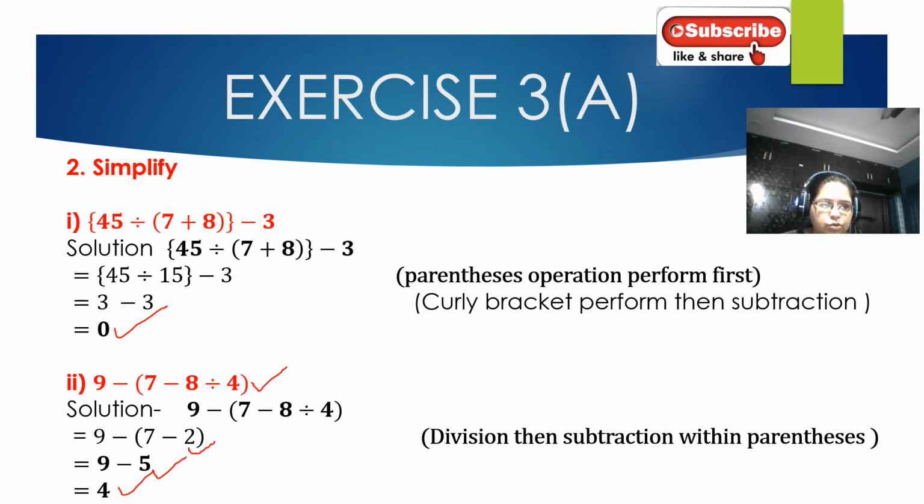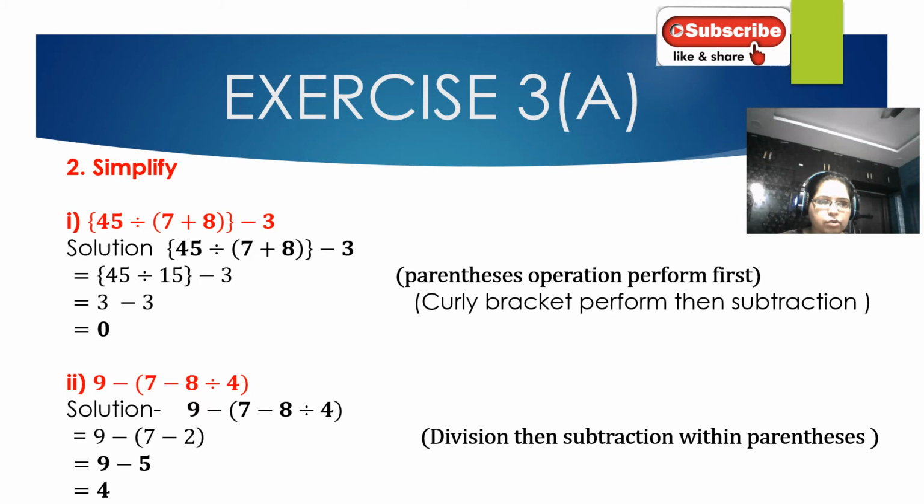As per the BODMAS rule, first bracket, that is parenthesis, circular bracket, then curly bracket, then square bracket, then division and multiplication. Division and multiplication have equal priority, so they are performed from left to right. Then addition and subtraction. Addition and subtraction also have equal priority, so they are performed from left to right.